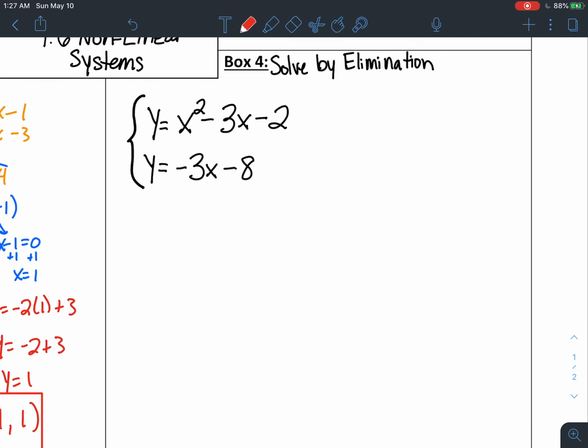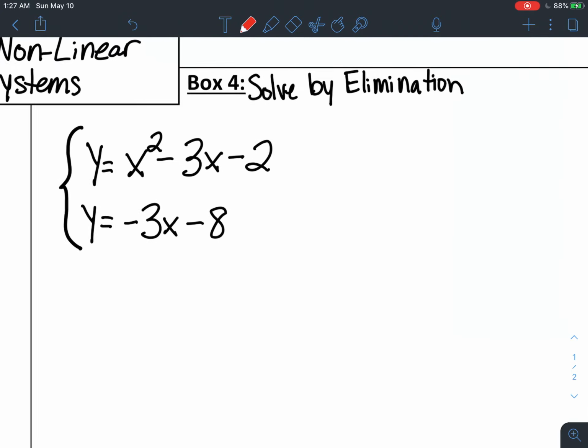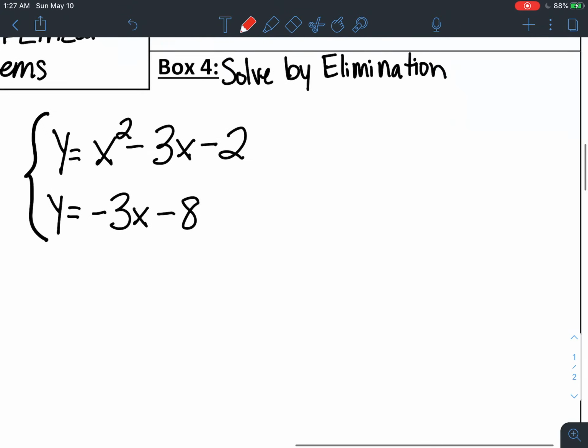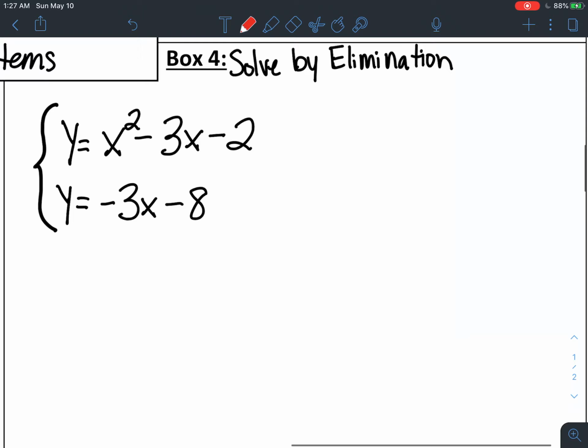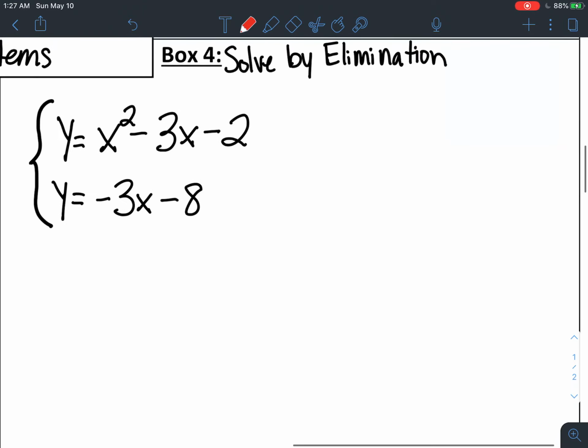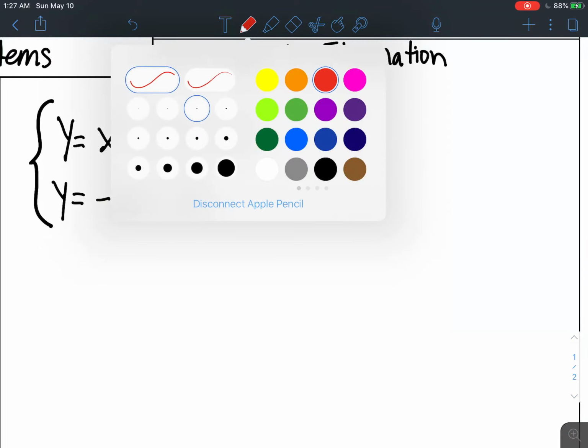Box 4 goes to solving by elimination. So you remember from elimination in chapter 5, elimination means that I'm trying to get my 2 equations manipulated so that when I add them together, if I add the top plus the bottom, one of my two variables cancels out. One of them is eliminated.